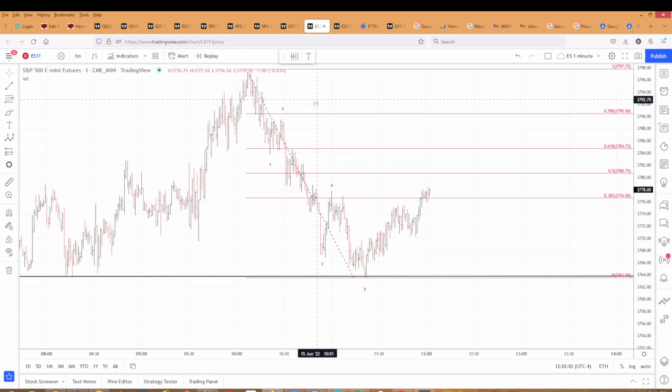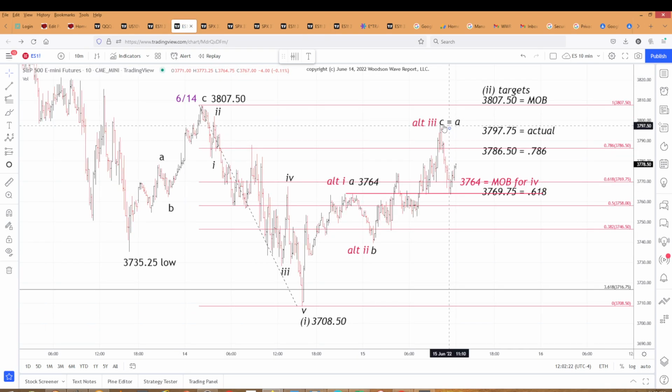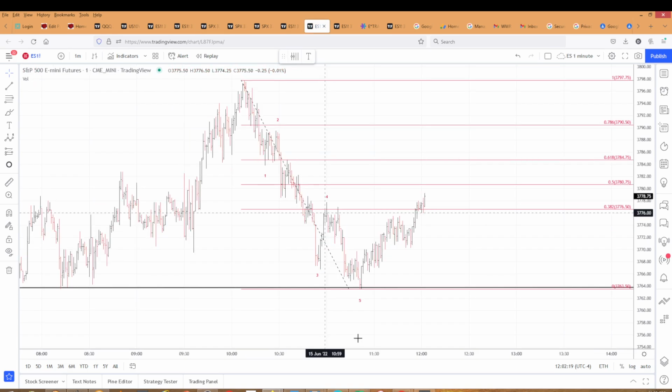So there is from that high back there at 3797.75, okay? So we're looking at it from here. Let's get back to that 1 minute. Here you can see we got a 1, 2, 3, 4, 5. We got a correction up. There's our correction targets. Okay, and if that is an impulse wave down, then we would expect that low to be broken significantly. This would be a 1 down and a 2 up and then a 3 down. Of course, this is in progress.